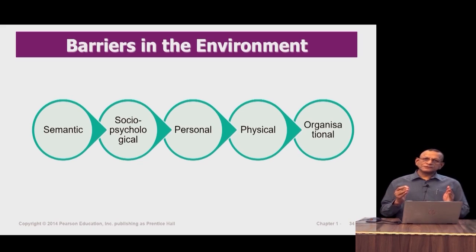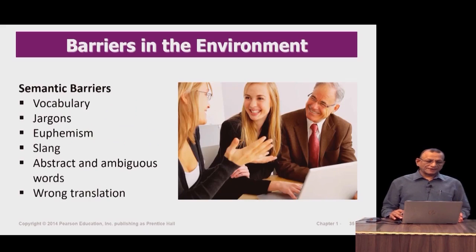So a lot of such barriers are there. What kind of barriers may we have? The first one is the semantic barrier. The second is the socio-psychological barrier. The third one is the personal barrier. The fourth one is the physical barrier. And the fifth is the organizational barrier. One by one, let's understand the meaning of all such barriers.